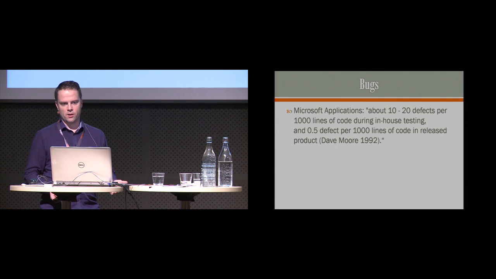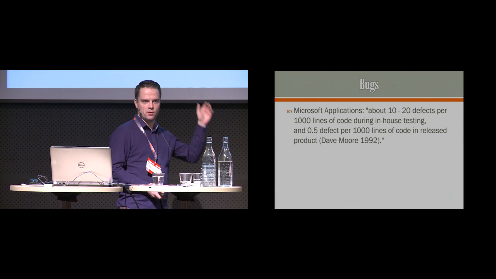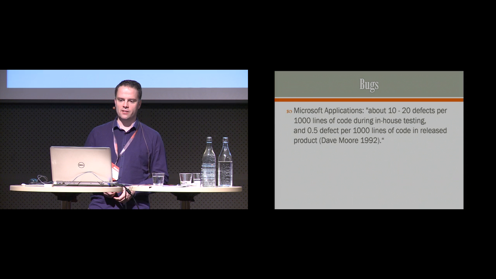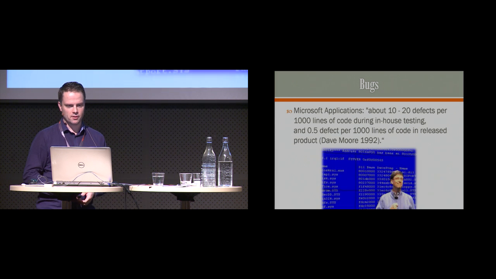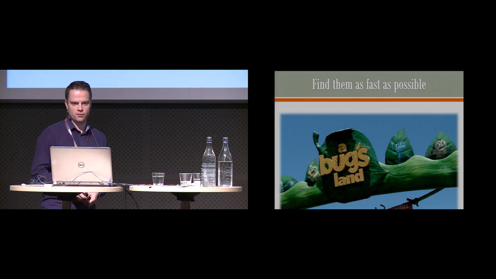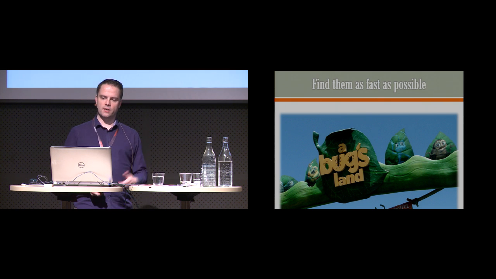I mean, in software, we all have bugs. I mean, Microsoft did a calculation of how many bugs they have. Of course, I assume we Java developers have a lot fewer defects than these guys from Microsoft. But still, I mean, NASA Spirit rover, Google search engine, everybody makes mistakes, but the point here is find them as quickly as possible. I mean, you know there are mistakes, so just detect them, and then you can simply move on after you have fixed them.